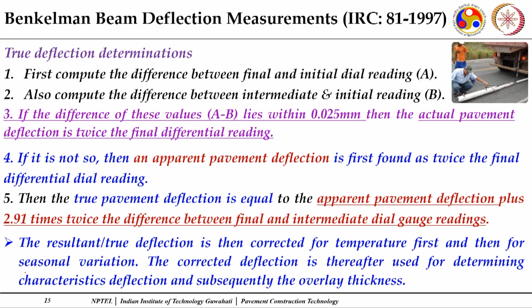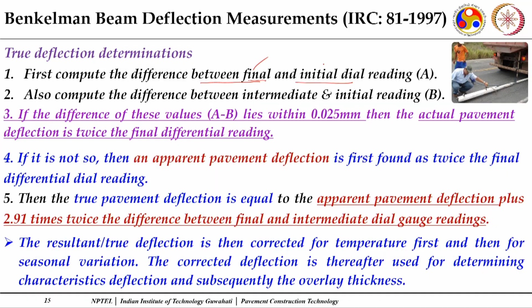Now, because the beam is designed in such a manner, we need to work out the actual deflection. For this, first of all, we measure the difference between the final and the initial readings. The reading once it has moved to 11.7 meter is the final reading. So, the difference between the final and initial we call the final differential reading also. And another one is the difference between the intermediate and initial. That can be called the intermediate differential reading. And we are going to see how much difference there is between these two.